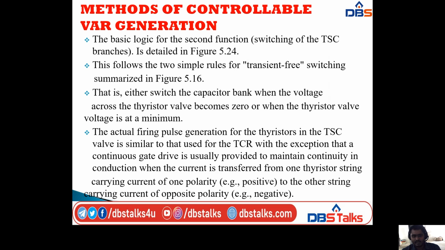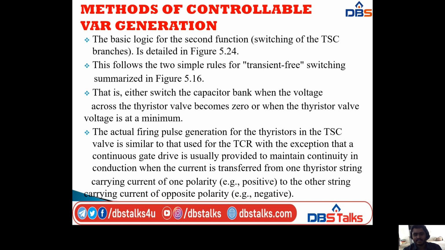Okay. Next, let us switch the capacitor bank when the voltage across the thyristor valve becomes zero. Okay, the voltage across the thyristor valve, that is VSW is equal to zero, or when the thyristor valve voltage is minimum, that is VSW is equal to minimum, we have to switch the capacitor bank depending upon the switching operation. So if VSW is equal to zero, one operation will perform. If VSW is equal to minimum, one operation will perform. So that I already showed in the 5.16 diagram.